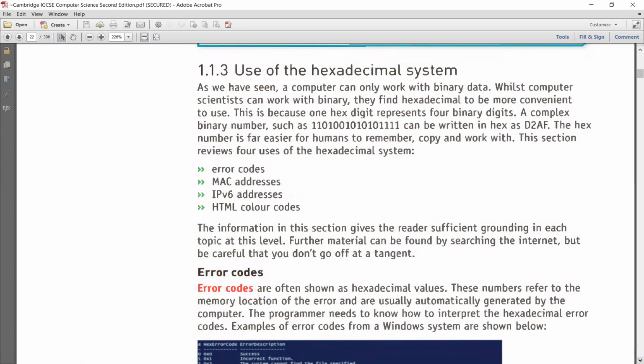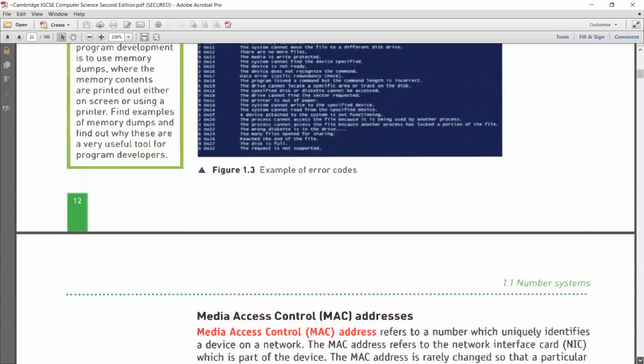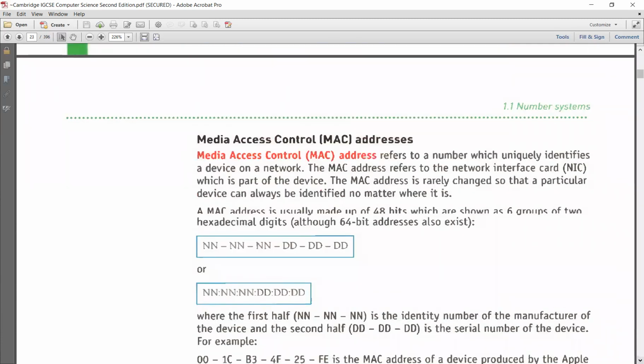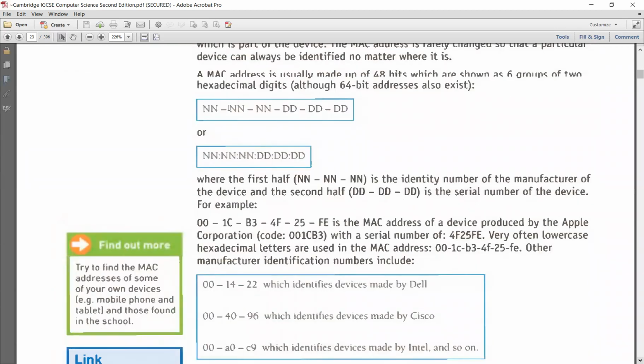Error code is simple. What you need to know in this one is MAC address, very simple. Although you can study this topic under the heading of network devices as well in chapter number 3. But right now you need to know what the MAC address is and what the format of the MAC address is. As you can see, the format is NN, NN, NN, DD, DD, DD. It's a 48-bit MAC address, or it can be a 64-bit MAC address also. It can be represented by putting a hyphen in between, or by putting a colon sign in between.